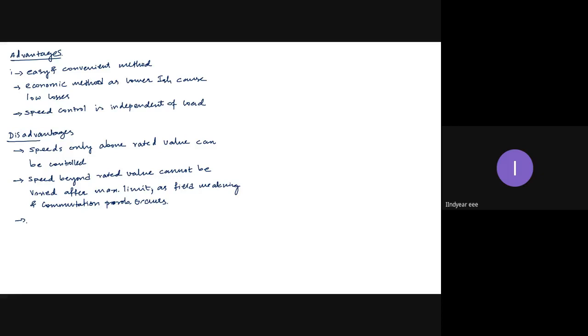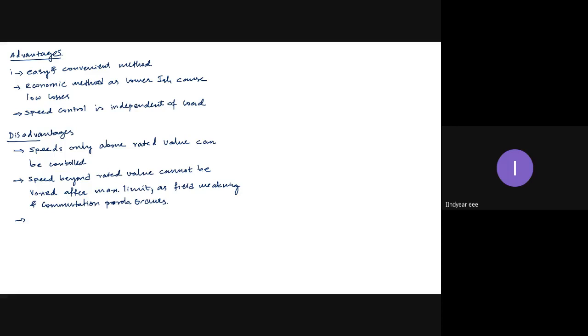So these are the main disadvantages. One more is that I can't decrease the RHF below 0. That is, I can't control the speed below rated value. That is one disadvantage. Okay. So this is all about the flux control method of a DC shunt motor.